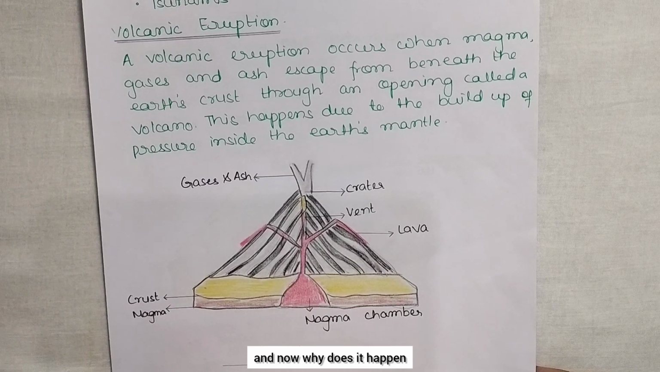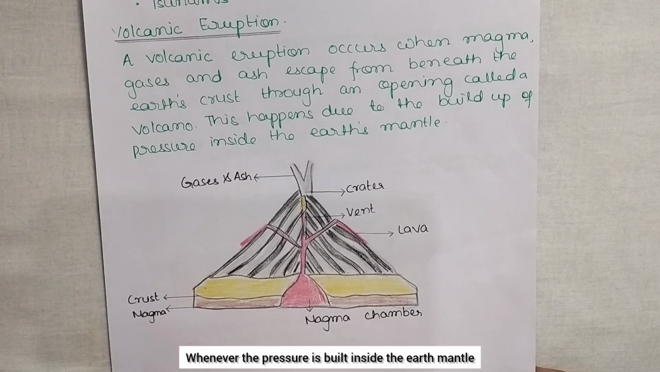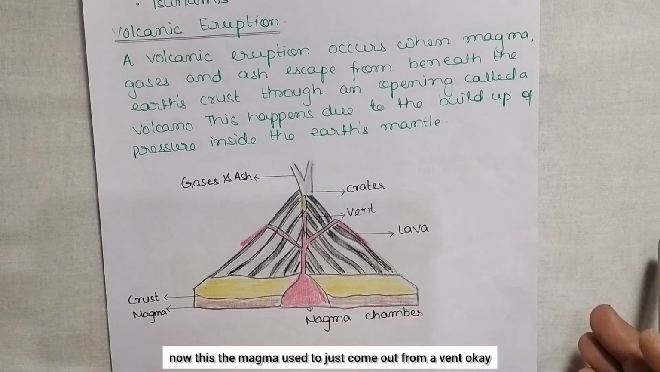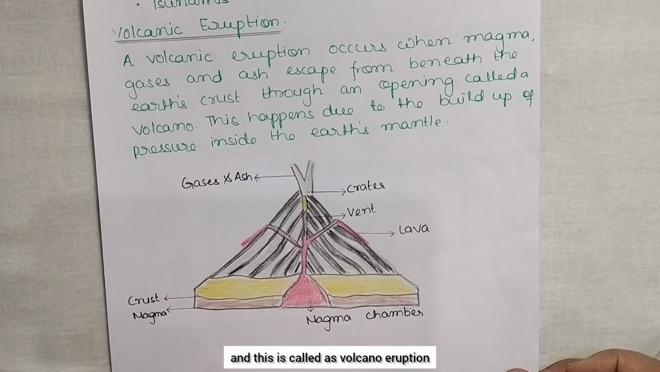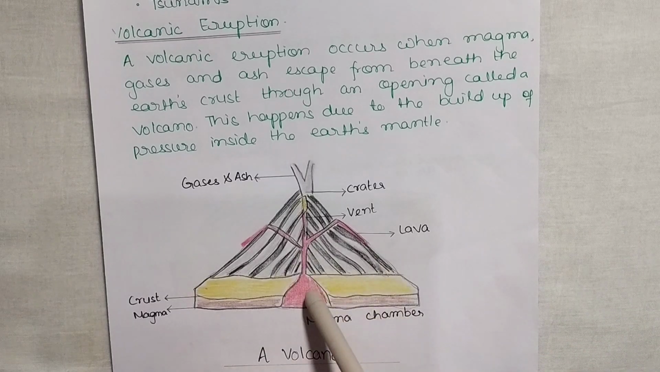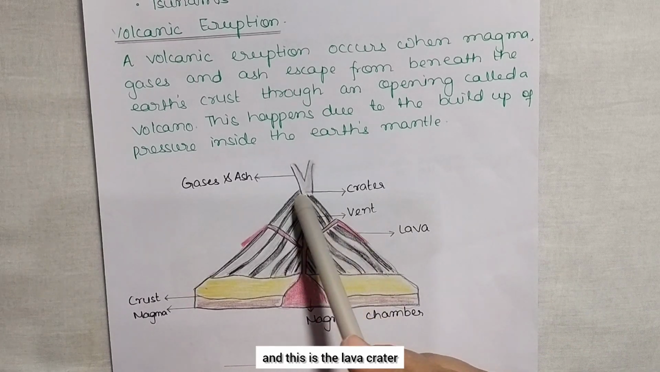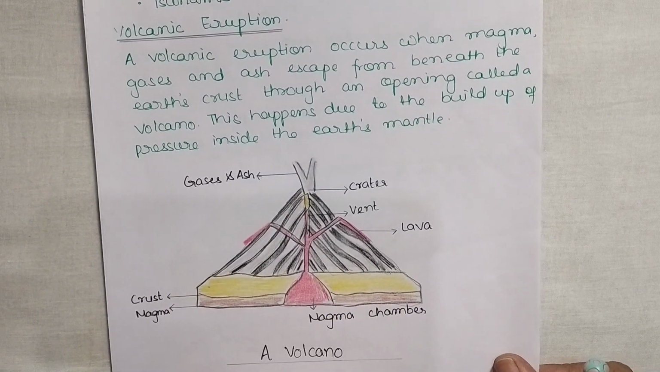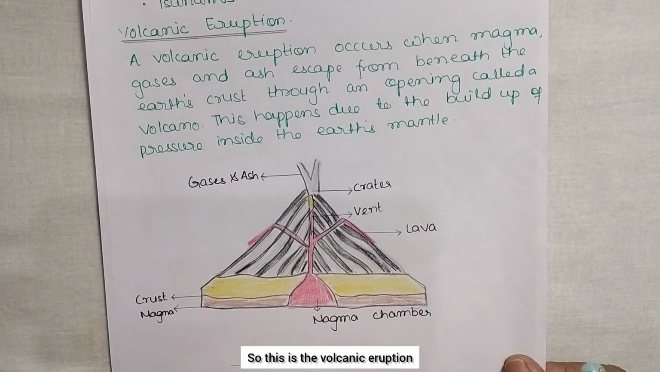And now why does it happen? Whenever the pressure is built up inside the earth mantle, the magma just comes out from a vent, okay, and this is called a volcanic eruption. See here, the vent is there, and this is the lava crater, and the gases and ashes are there, right? So this is the volcanic eruption.